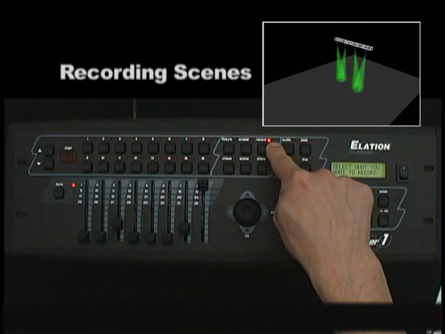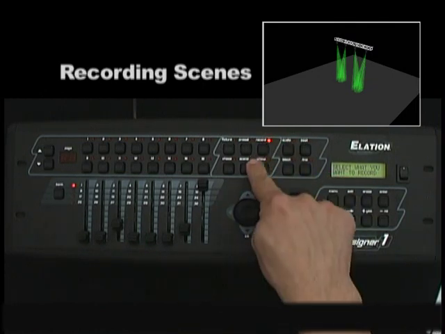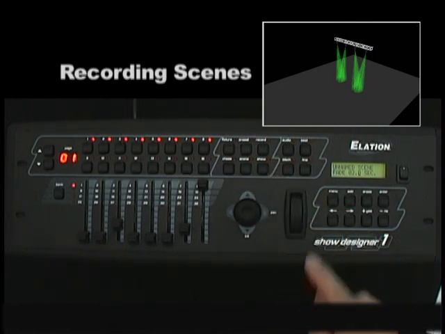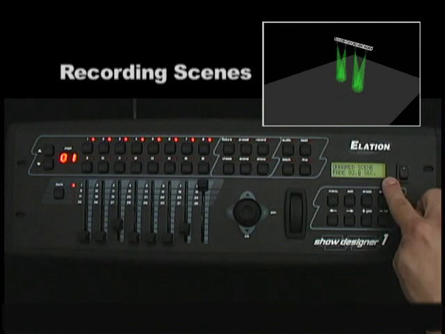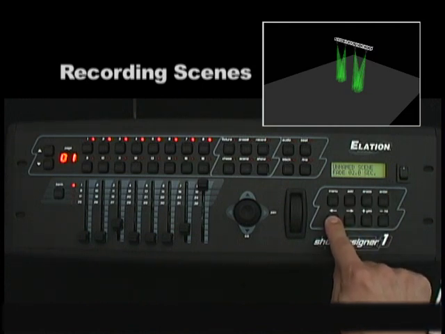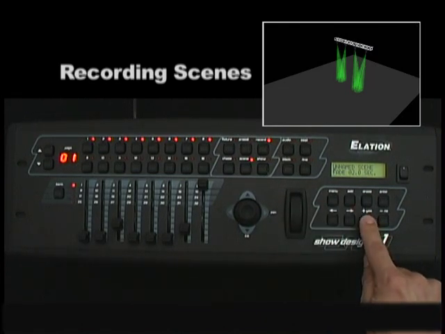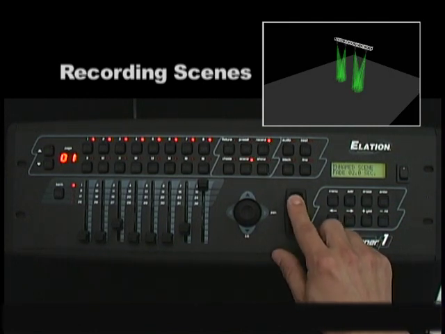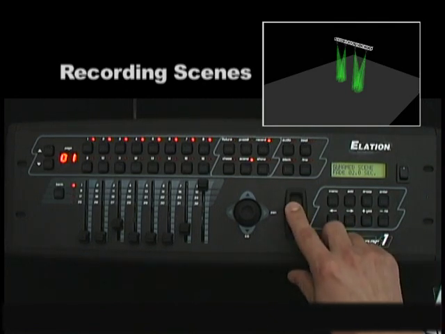Its LED will begin to flash. Then press the scene button. Its LED will begin to flash. Our LCD tells us that the scene is unnamed as we have not named it. To name the scene, we can use our left cursor key to move the cursor underneath the first character. We can then use the data wheel or the plus minus switches to adjust the characters. I'll name this scene Green Scene.